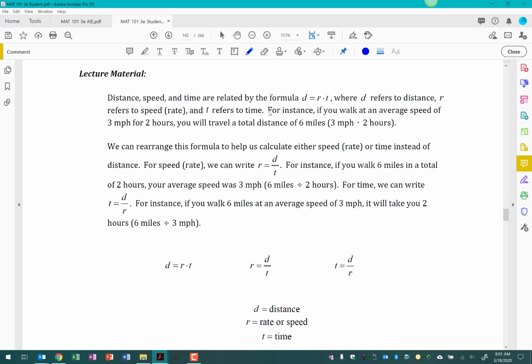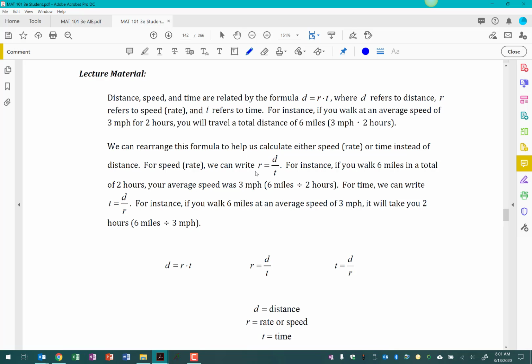If you look at this sentence, the second sentence here, for instance, if you walk at an average speed of 3 miles per hour for 2 hours, you travel a total distance of 6 miles, 3 miles per hour times 2 hours. You guys know this. If you travel in your car at 50 miles an hour for 2 hours, you're going to go a total of 100 miles, 2 times 50. If we arrange that formula a little bit, that formula is distance is equal to rate. When you see rate, think speed. So distance is equal to speed times time.